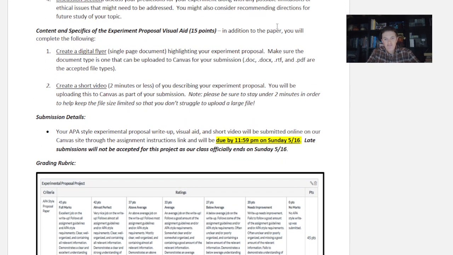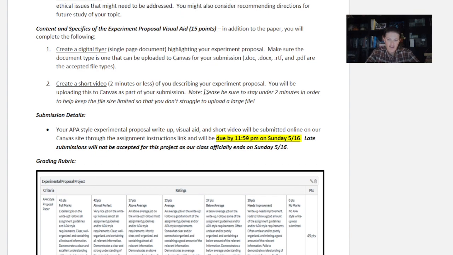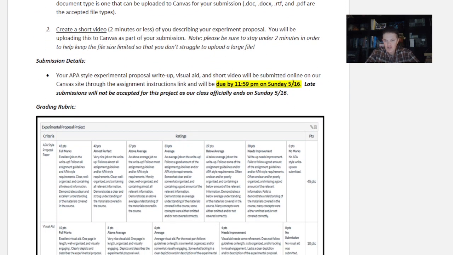You're finally going to have two other little components, a digital flyer, just a single page document highlighting your experiment proposal. You're going to upload that along with a short video that is 2 minutes or less of you describing your experiment proposal. All of this is going to be due, sorry, that due date, I need to update that, due by the end of the semester, by that last week. I'll update that before we get closer.